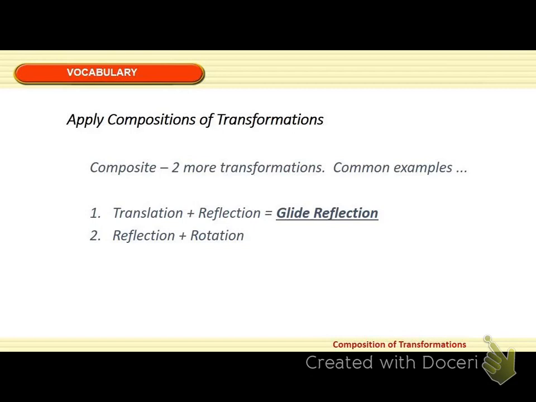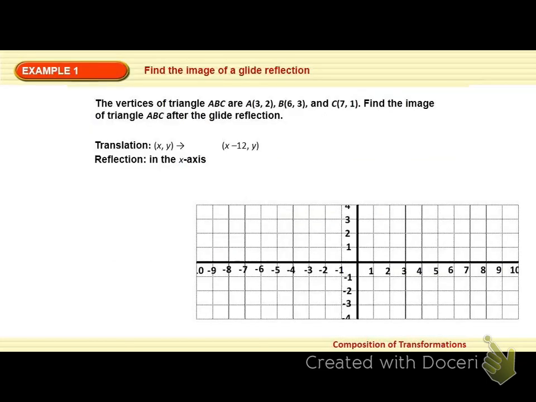And to perform those, it's fairly simple. We just want to do the transformations in the order that we're asked to do them, right? So in a translation reflection, we want to make sure that we translate first and reflect. In a reflection rotation, we want to make sure that we reflect first and then rotate. Okay? So let's just take a look at some. And we already know how to do all the transformations. It's just a matter of applying them.